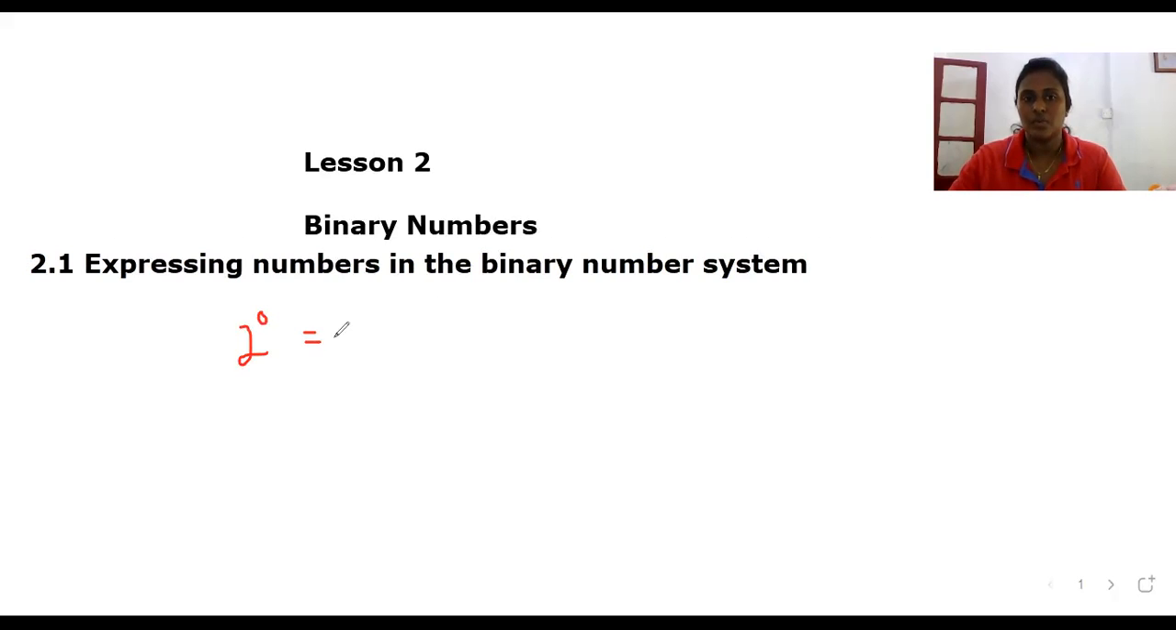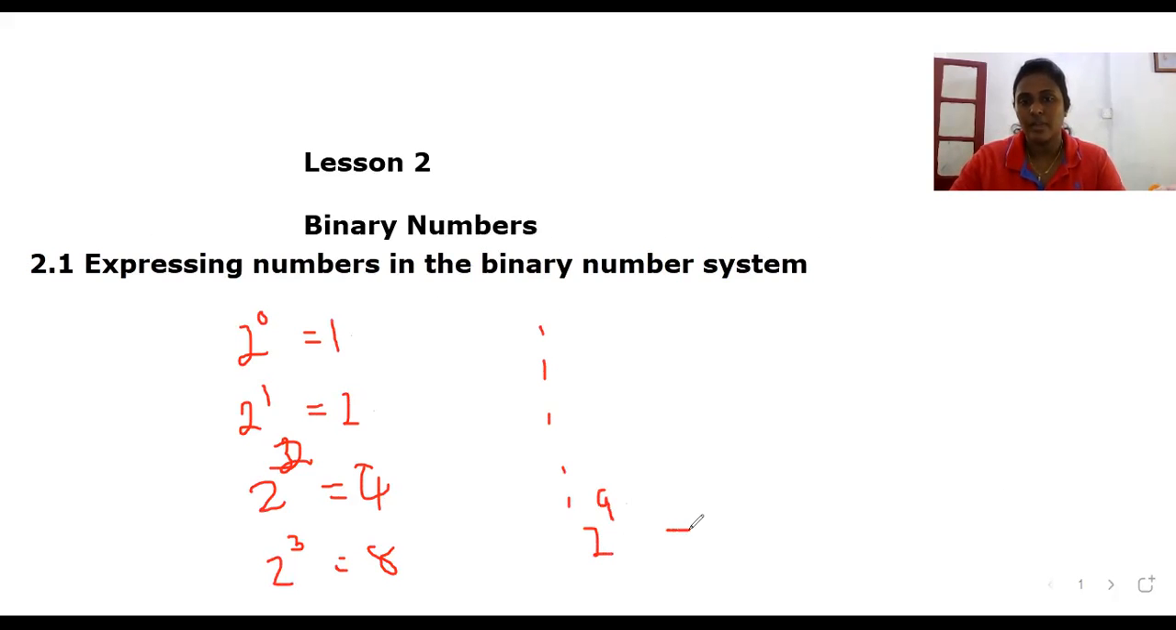2 to the power 0 is 1. 2 to the power 1 is 2. 2 to the power 2 is 4, 2 to the power 3 is 8. So like this, you please continue this till 2 to the power 9. Yeah, 2 to the power 9 value will be 512.